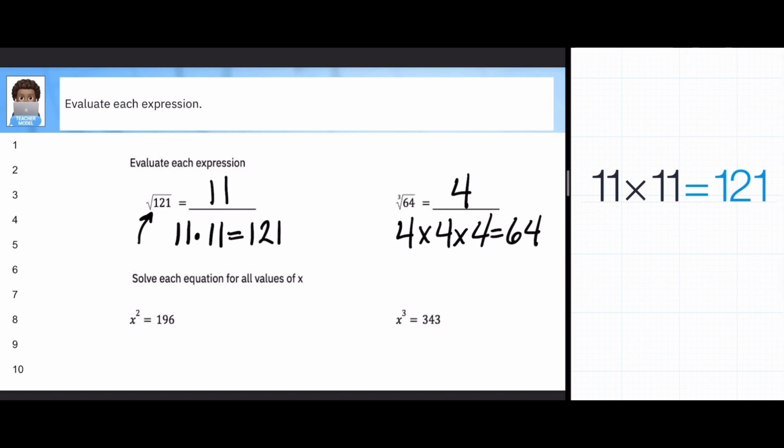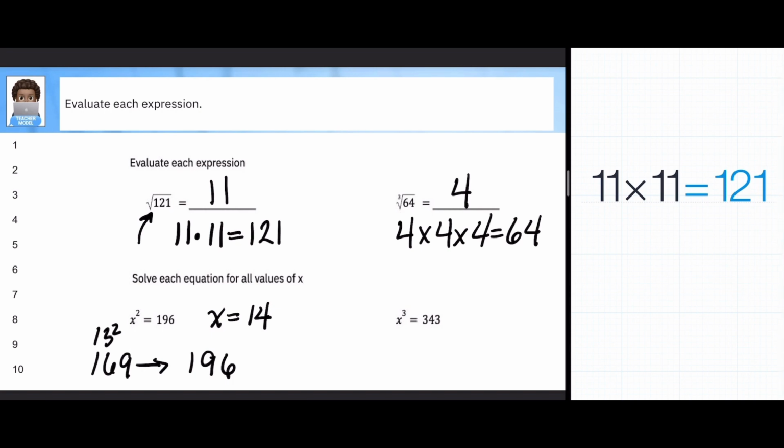Okay, so the next one's a little bit tougher. 196. Well, I know that's a little bit larger. Let's actually start listing out the other ones. So I know I had 100, 121, 144, and then after 144 is 13 times 13, which is 169, and this is how I remember this one. You have 169, and the next one after that is 196. So that was 13 squared. So 196 is 14 times 14. X is equal to 14.